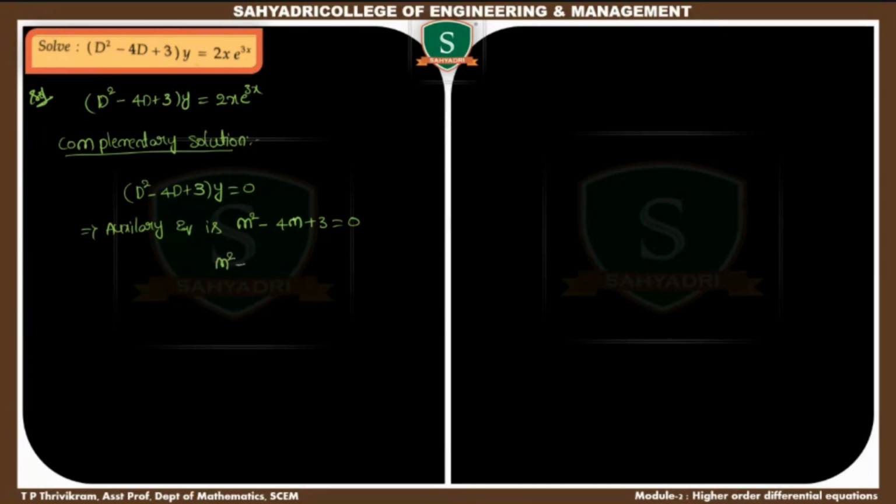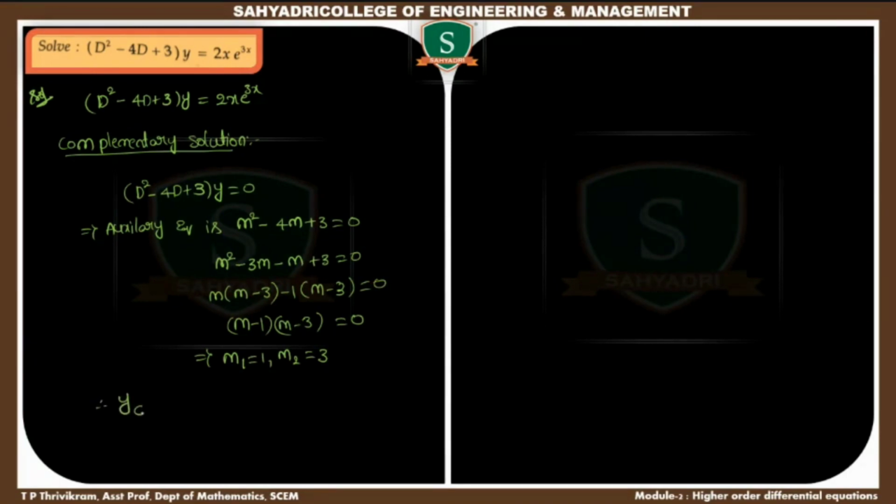The middle term minus 4m can be written as minus 3m minus m, plus 3, which is equal to 0. If you take m common, m into (m minus 3), minus 1 common, (m minus 3), which is equal to 0. This implies (m minus 1) into (m minus 3) equals 0, so m1 equals 1 and m2 equals 3. Fine. So therefore, the complementary solution yc is how much?